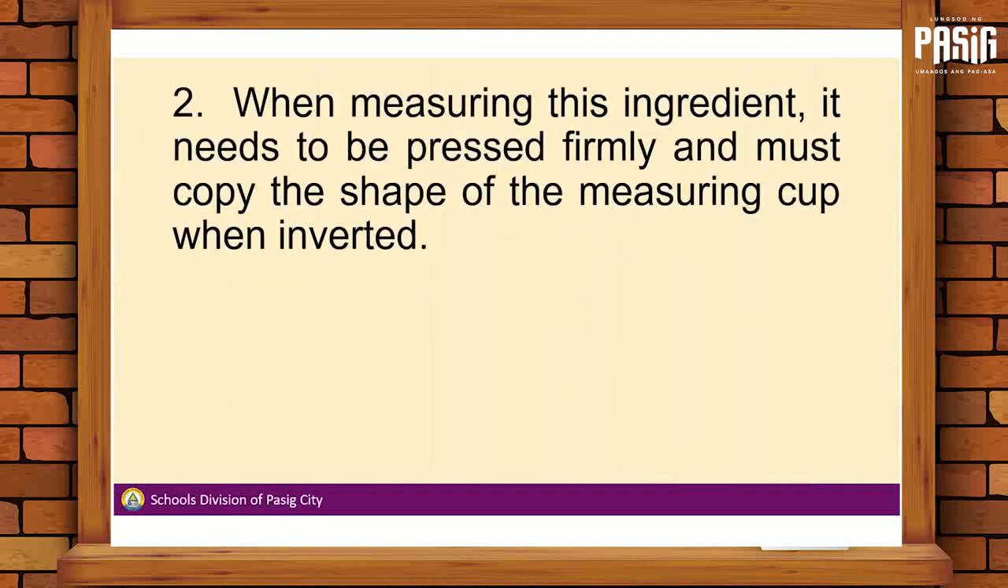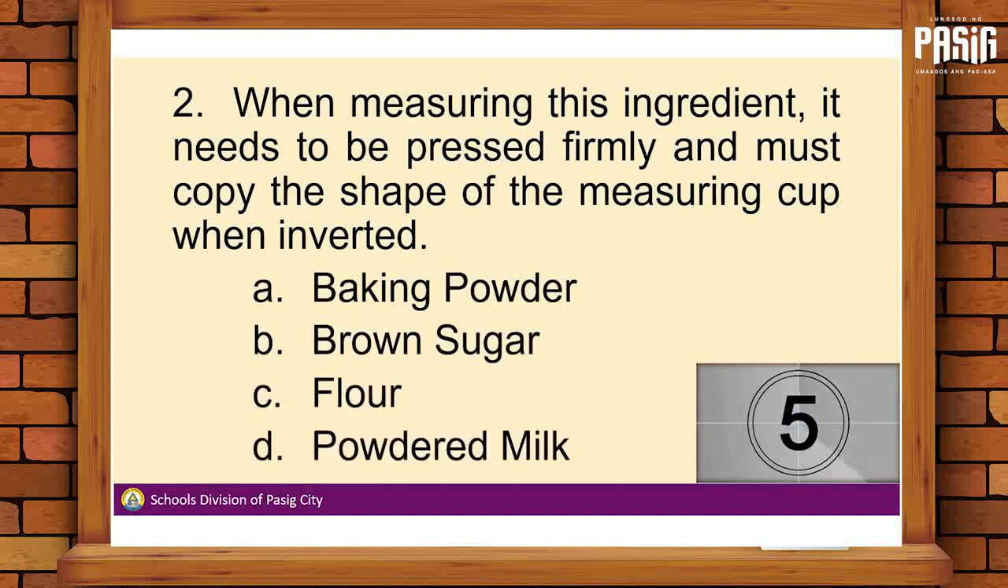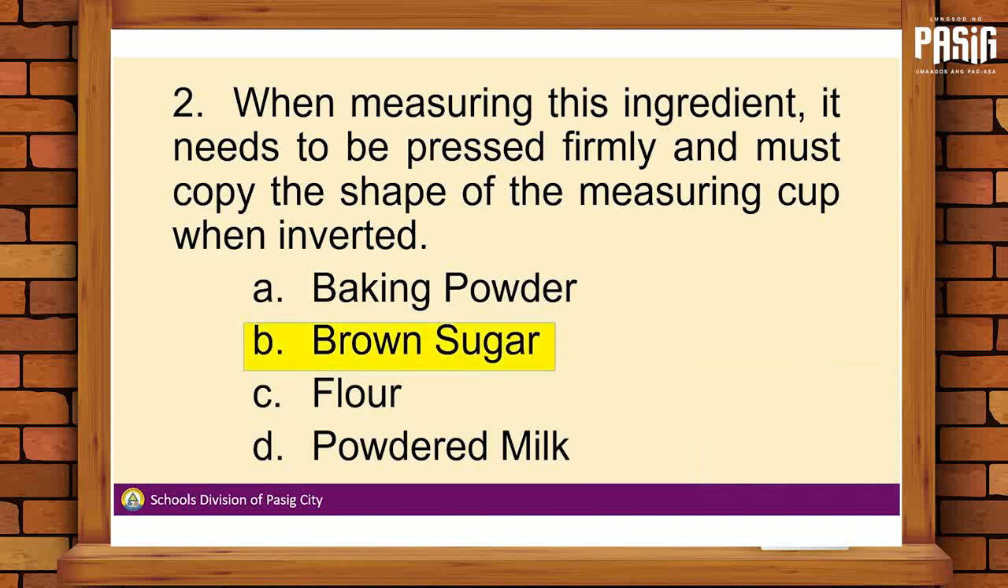Number 2. When measuring this ingredient, it needs to be pressed firmly and must copy the shape of the measuring cup when inverted. A. Baking powder. B. Brown sugar. C. Flour. D. Powdered milk. The correct answer is letter B, brown sugar.